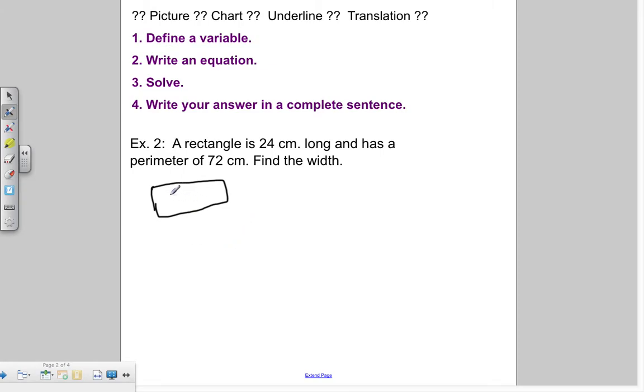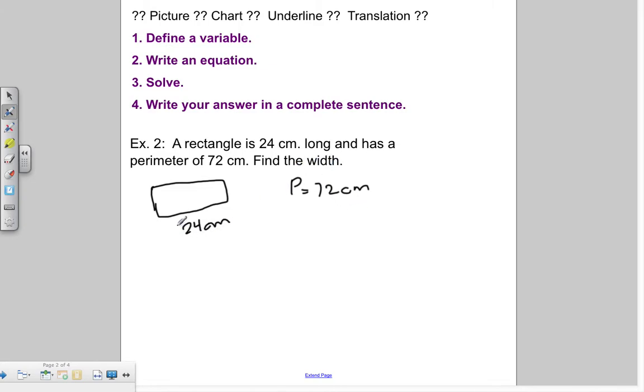The rectangle is 24 centimeters long, so I'm going to label that 24 centimeters long. And it has a perimeter of 72 centimeters. Oh, yikes. Well, perimeter means all the way around, right? So I'm just going to write that over here. So I have that information. Find the width.